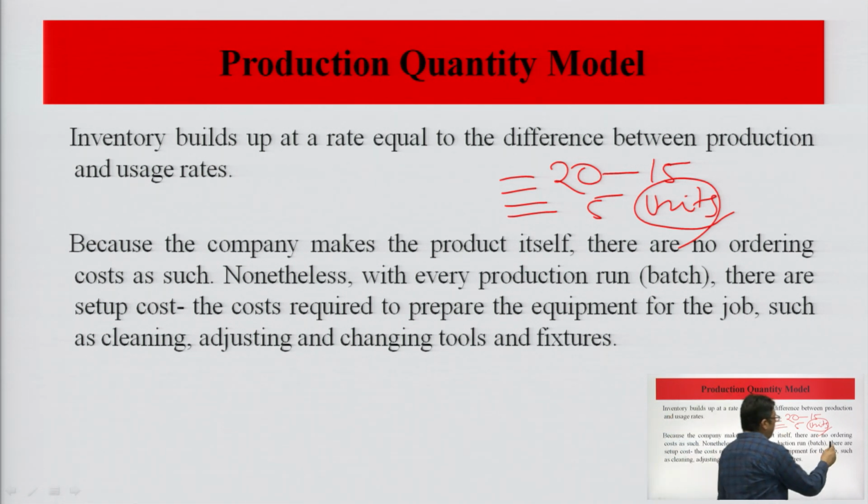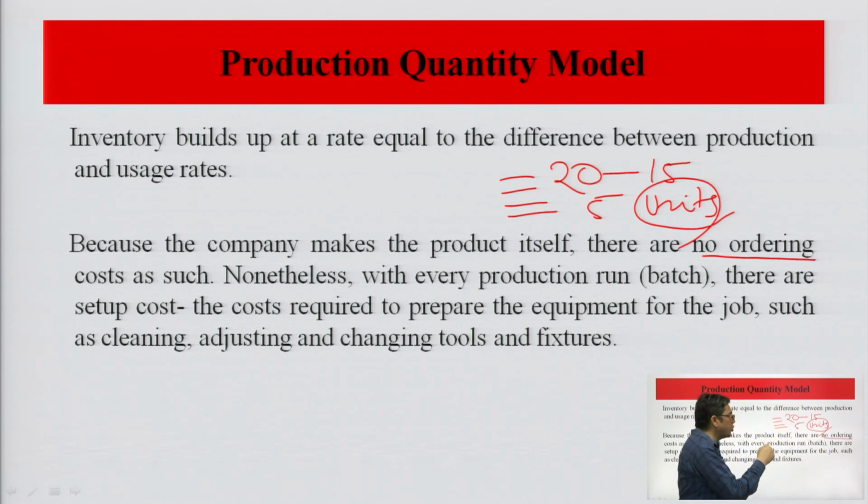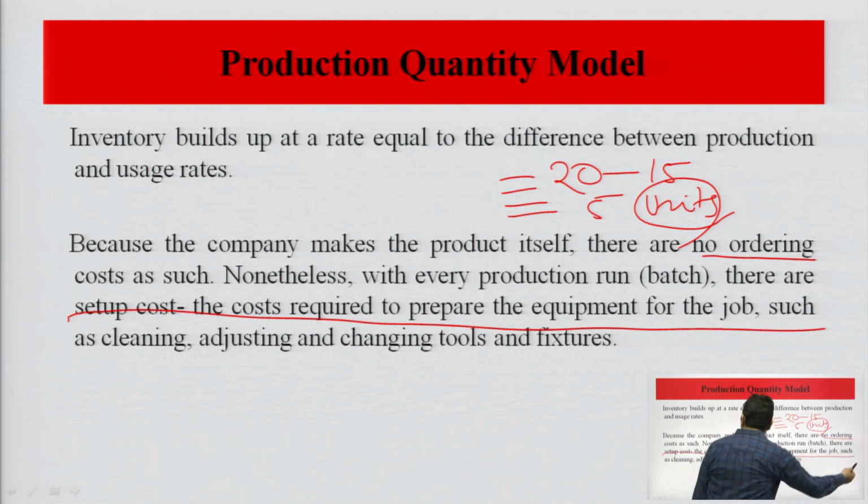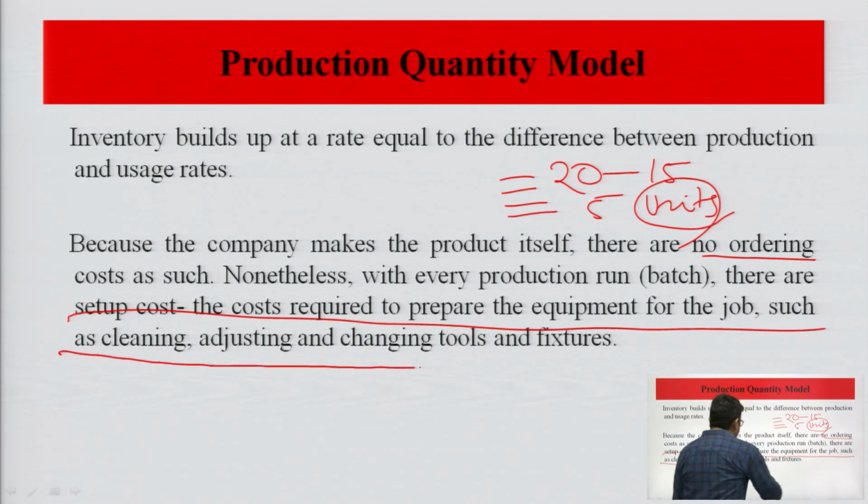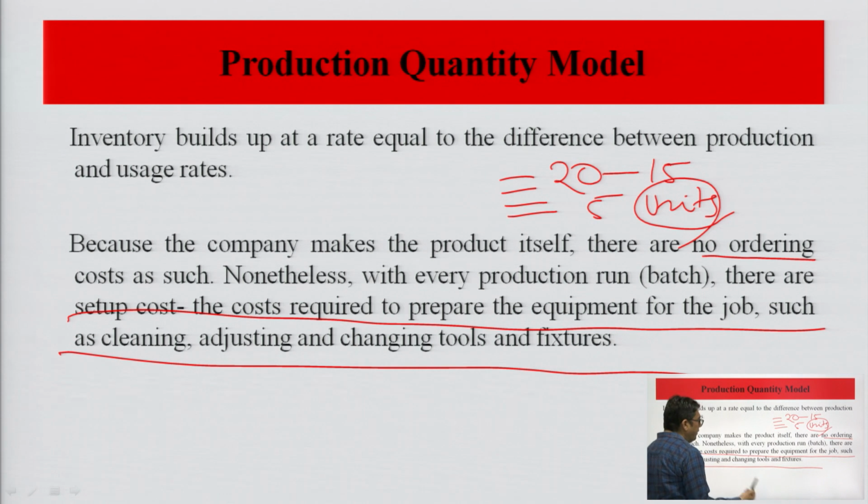In the economic order quantity model, ordering cost was the expense incurred when we place an order. But here, because the company itself is making the product, we are not placing any order. So, ordering cost will not exist, unlike the economic order quantity model. Nonetheless, with every production run, that is, every batch, there is a setup cost, or cost required to prepare the equipment for the job, such as cleaning, adjusting or checking the tools and equipment.